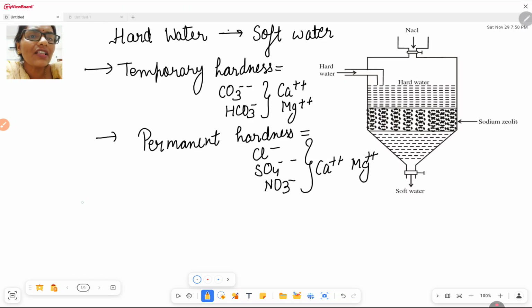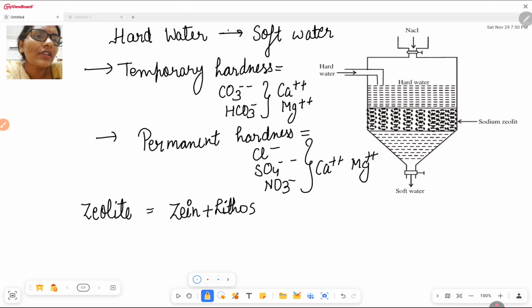First of all, what are zeolites? Zeolite is made up of two Greek words, zeo plus lithos, which means boiling stone. In the old time, many people used the fitkari for softening of water. It is known as a boiling stone.